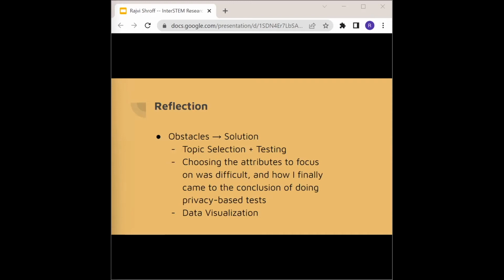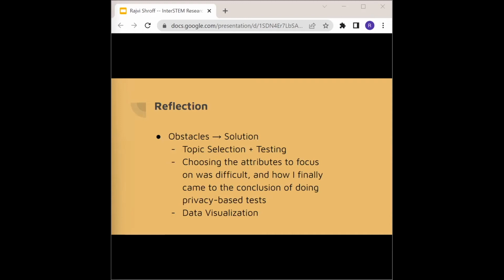First, there was a challenge of the topic selection since I had another topic in mind when I first began, but it was very hard to do testing and try to figure out how I would do the data gathering about it. So after a lot of thought and trying to work things out, I decided to work on research with the topic of privacy and browsers.